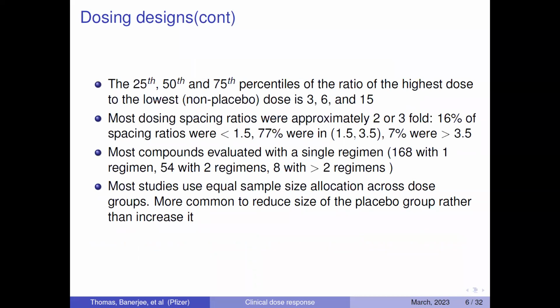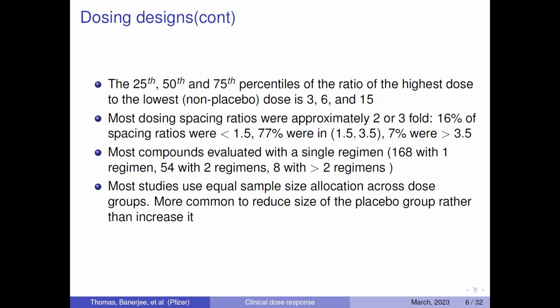Now, more important than, but certainly related to, the number of doses studied is the dosing range. We're going to define the dosing range by taking the highest dose studied and dividing it by the lowest dose studied. If you do that across the roughly 200 compounds that we evaluated, the 25th, 50th, and 75th percentiles for that dosing range were 3, 6, and 15. Now, 3 is really inadequate. In fact, you really can't say much of anything about dose response. And that's a quarter of the compounds.